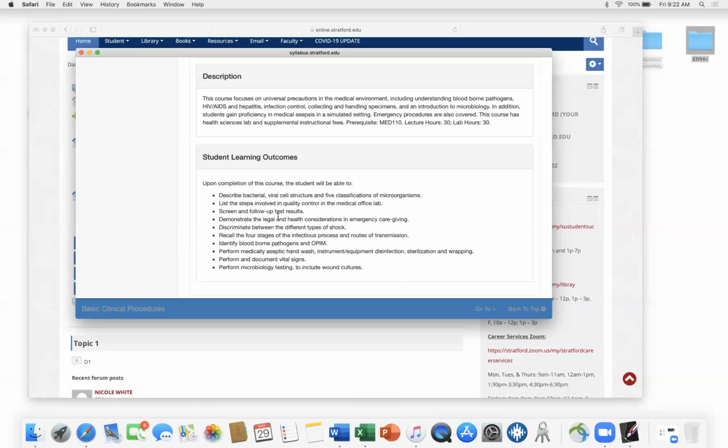Screening and follow-up tests, we're not going to go into as much because you have a whole entire class, MED260, regarding tests and things of that matter.